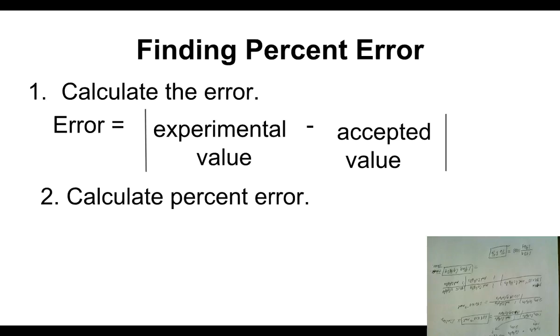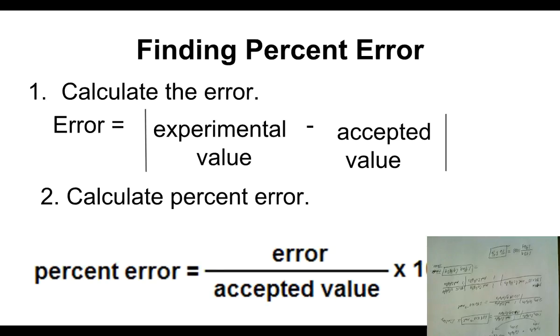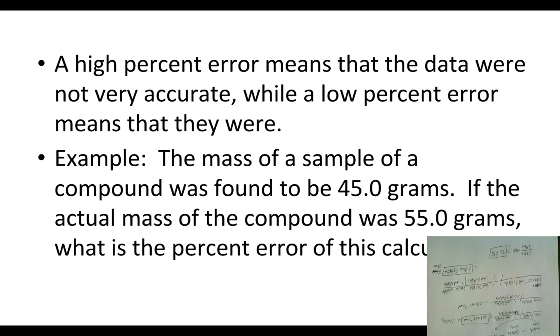And then you just calculate the percent error. You take the answer from number 2 and you divide it again by the accepted value. So it's the error, okay? And then you divide it by the accepted value, and then you multiply by 100. Now you want your percent error to become very low. The lower the percent error, the more accurate your measurements are. The higher the percent error, the less accurate your measurements are.